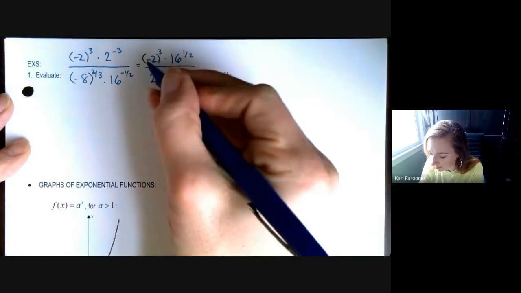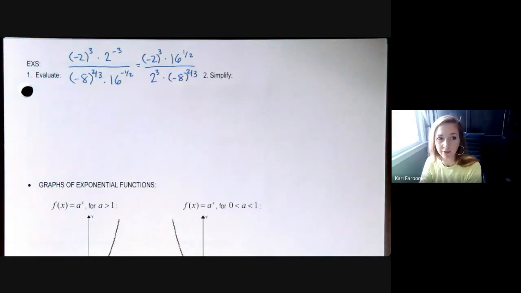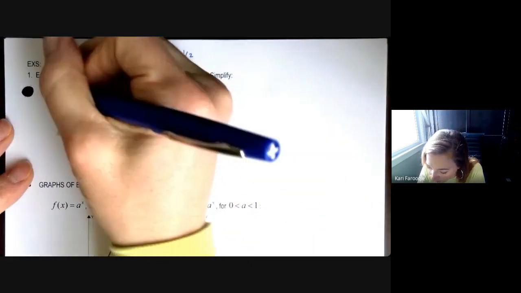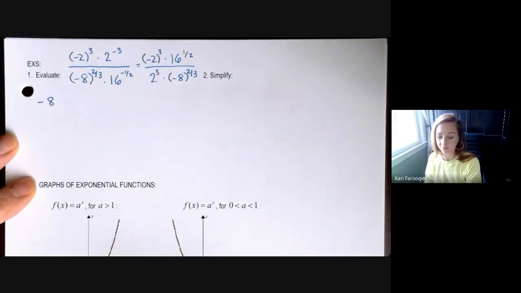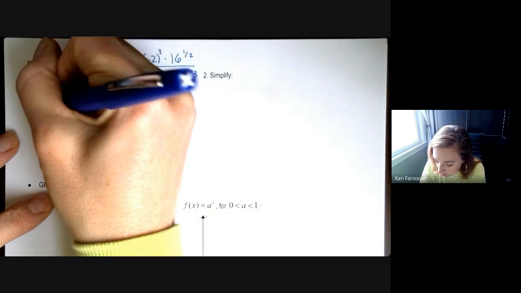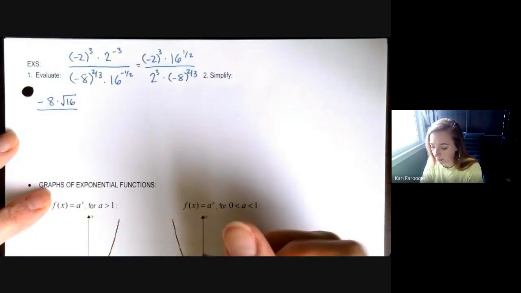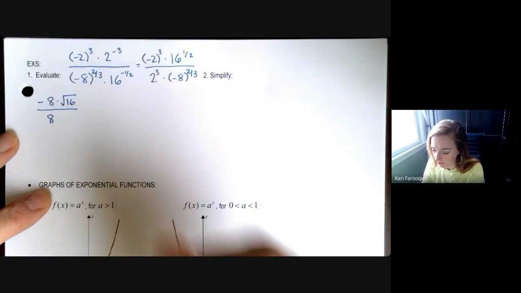All right, -2 to the 3rd power is -2 times -2 times -2. It's going to stay negative because you have an odd number of negative signs, and 2 to the 3rd power is 8. So -2 to the 3rd power is going to be -8. And then we have the square root of 16. And then 2 to the 3rd power is +8.